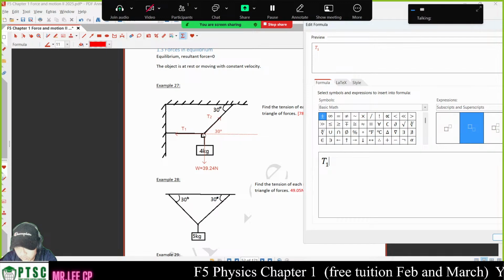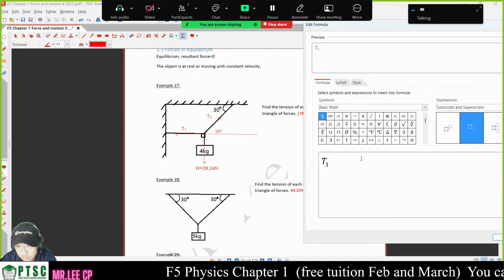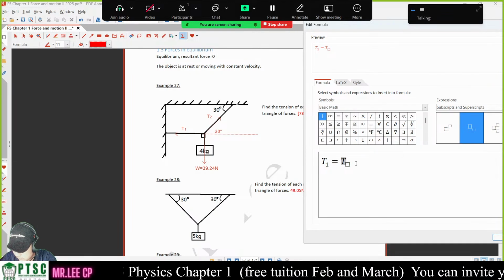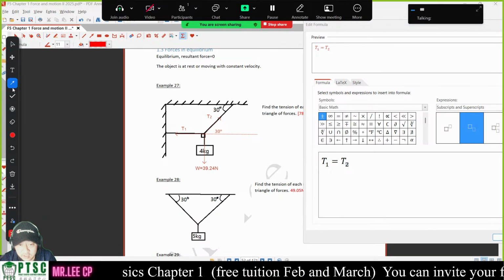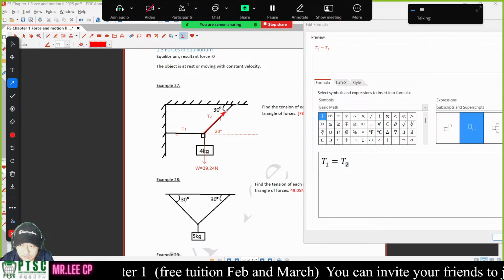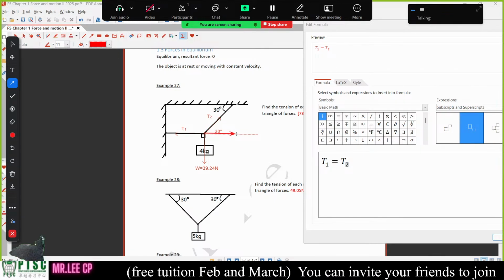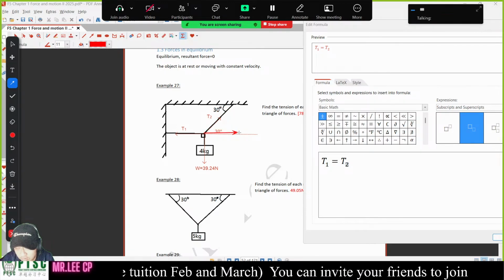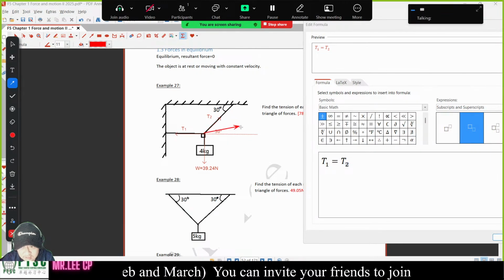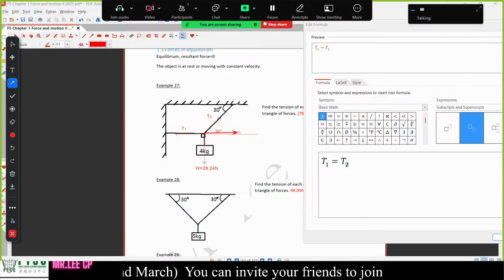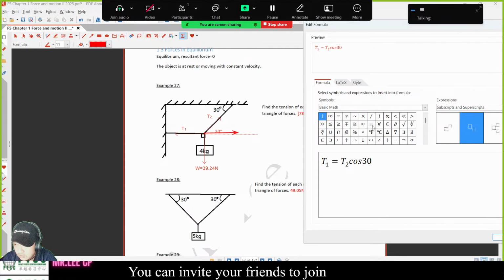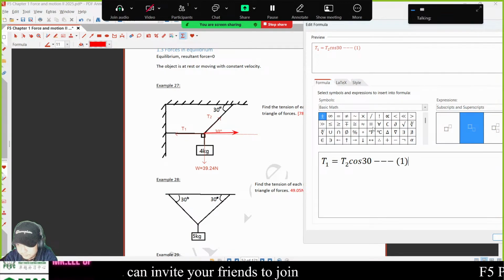The force going to the left is T1, which equals T2. Now this T2 is not going to the right, it is going this way. So I need to bring T2 to here. Touching 30 or not touching 30? It touches 30, so I use cos. T2 cos 30. So I got the first equation, for left and right.